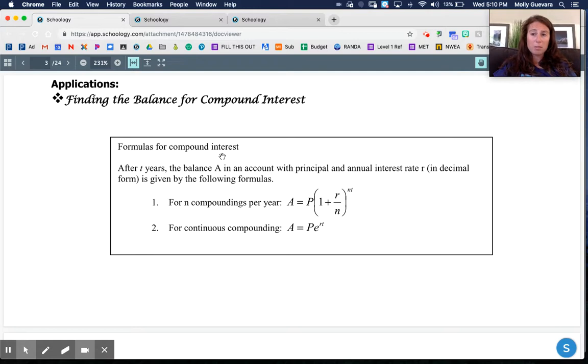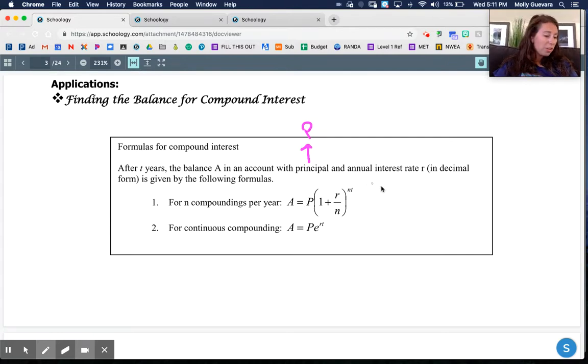I know that we talked about this in Algebra 2, but we're going to go over it again, because why not? We can, right? So two different formulas for interest here, but I want to just go over after t number of years. So the t in the equation is years. A balance A in an account with a principal. Principal is your P. It's what you're starting with. Okay, so the P is how much money in your account that you start with.